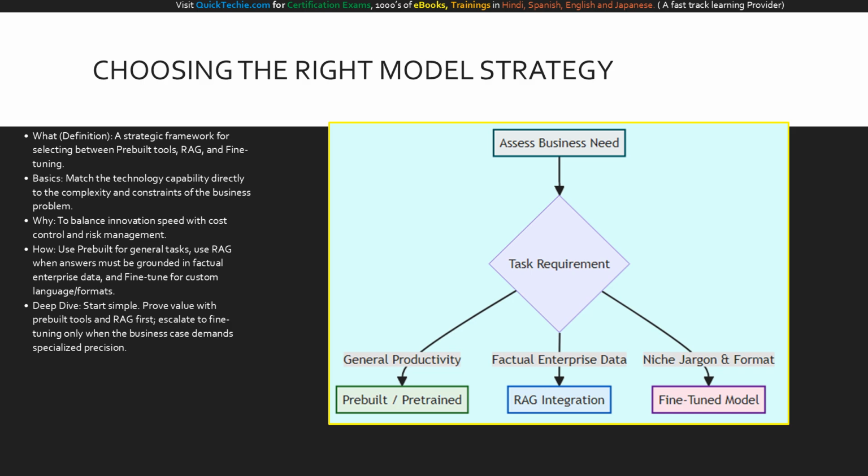The deep dive takeaway for every leader in the room is this: start simple. Prove business value and secure quick wins with pre-built tools and RAG. Only escalate to the cost and complexity of fine-tuning when the business case unequivocally demands specialized precision.